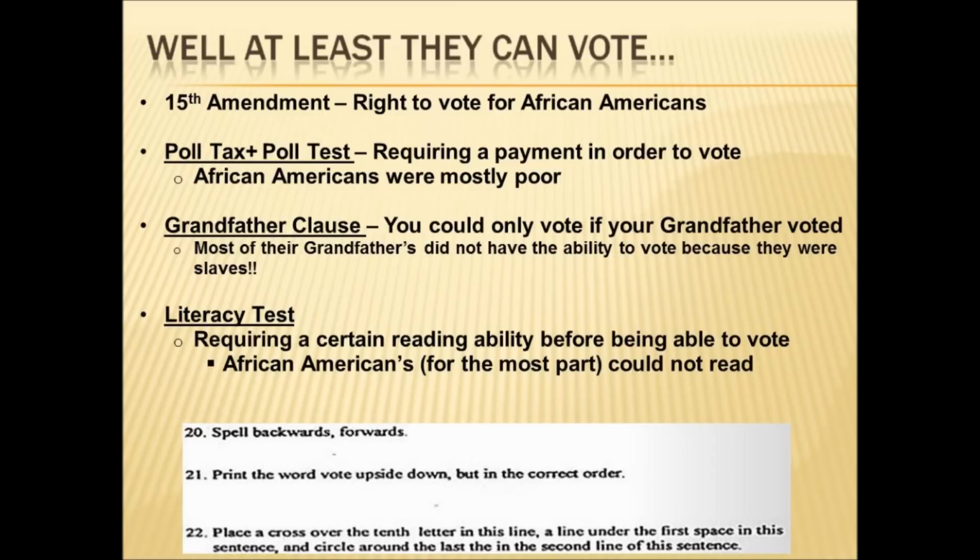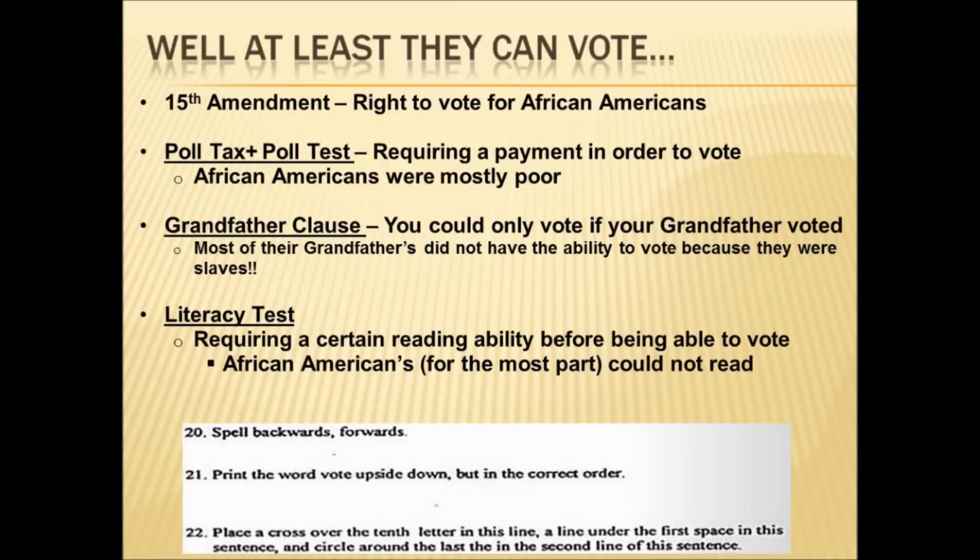And then the concept is, at least they can vote. We learned yesterday that the 15th Amendment gave African Americans the right to vote, right? But could they truly vote? Not 100% true. There were ways to prevent them from voting, especially in the South, where they wanted to make sure that African Americans were kept below the white Southerners. They found ways around the amendment.